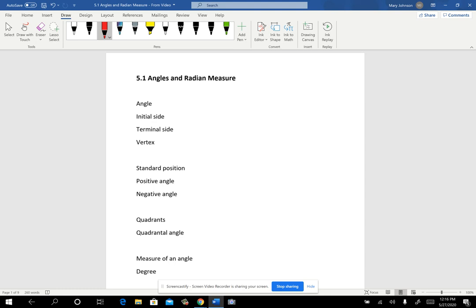Okay, and so with these first four, I want to just draw an angle. So an angle is composed of two rays, they're called, that meet at a point. That point where they meet is the vertex. And then you can designate one side as the initial side and one side as the terminal side. Okay, so let's say this one's the initial side and this one is the terminal side.